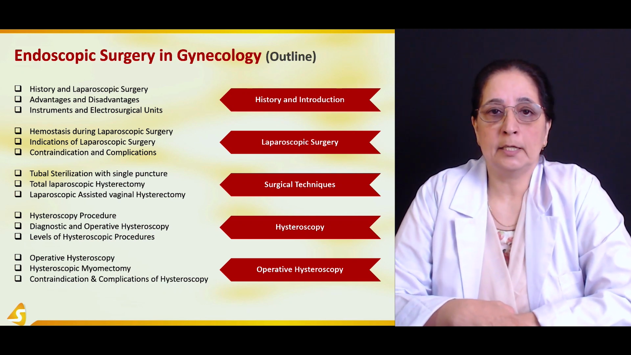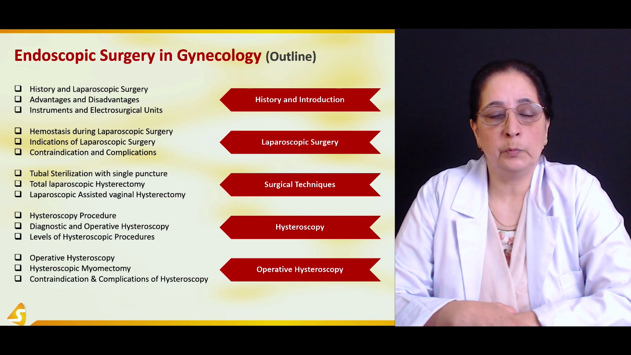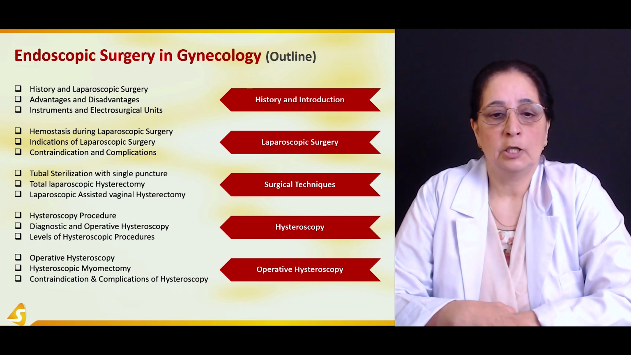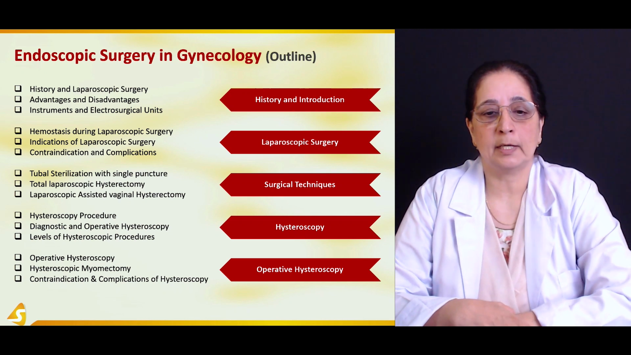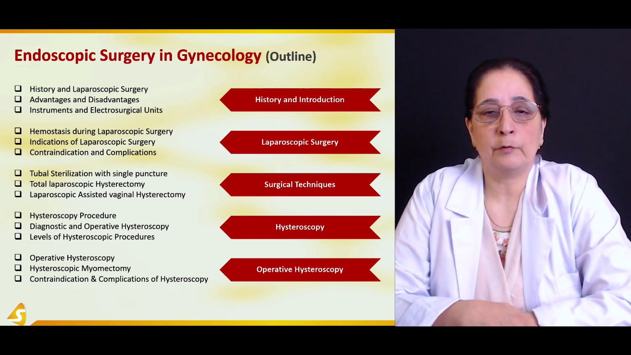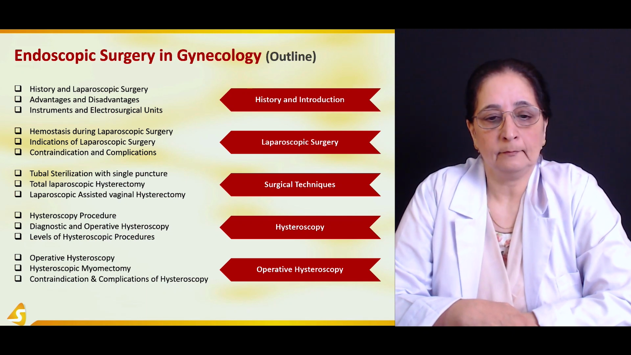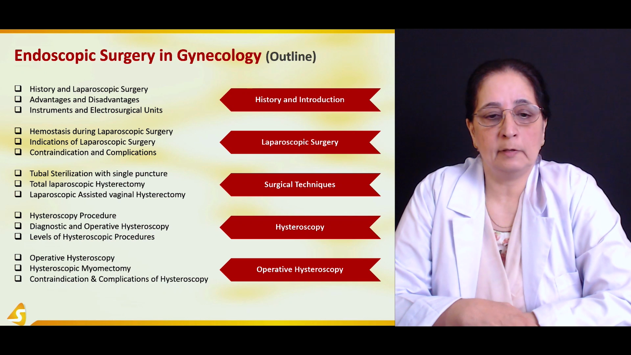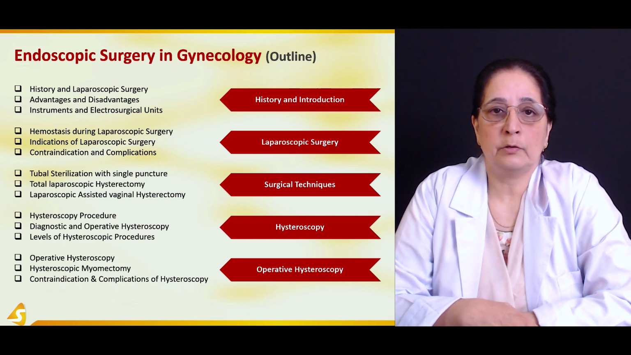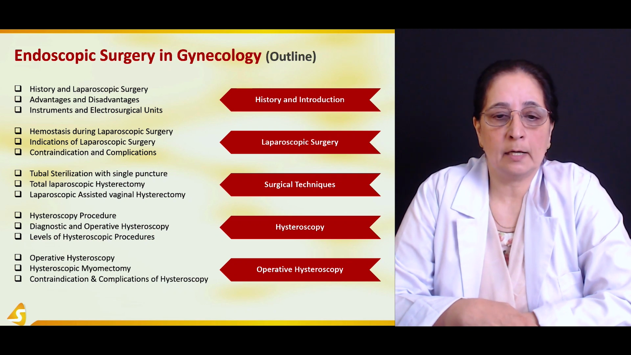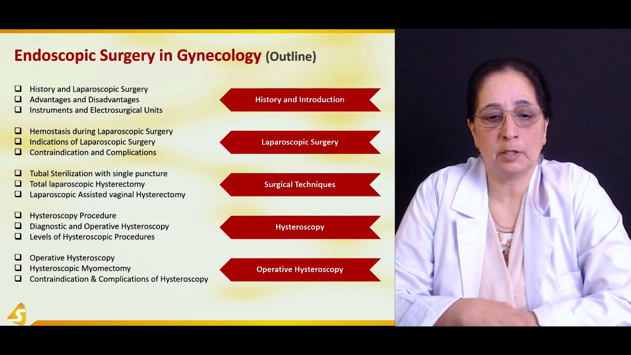Then in the third section, we will talk about tubal sterilization with single puncture, total laparoscopic hysterectomy, and then laparoscopic assisted vaginal hysterectomy. In the fourth section, we will talk about hysteroscopic procedures, what is diagnostic and operative hysteroscopy, and then levels of hysteroscopic procedures.